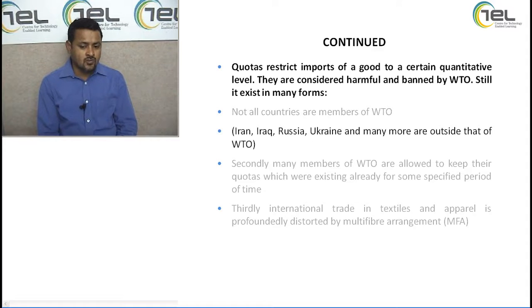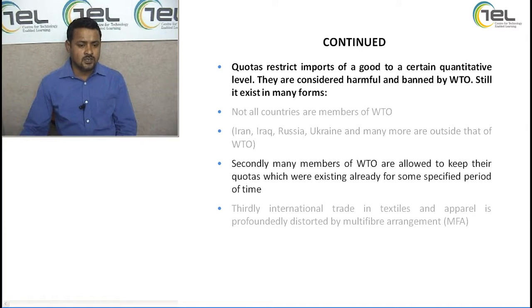So even if the WTO has gotten rid of the import quota, it still exists in the world market. Secondly, many members of the WTO are allowed to keep the quota systems which were existing already at the time of implementation of the abolition of quota systems by the WTO, so that some countries like the United States and UK can keep the quota system for a specified period of time. So for the absolute abolition of the quota system, we need that all the countries of the world should be under the WTO, and they should not be allowed to maintain the quota system for some amount of time.